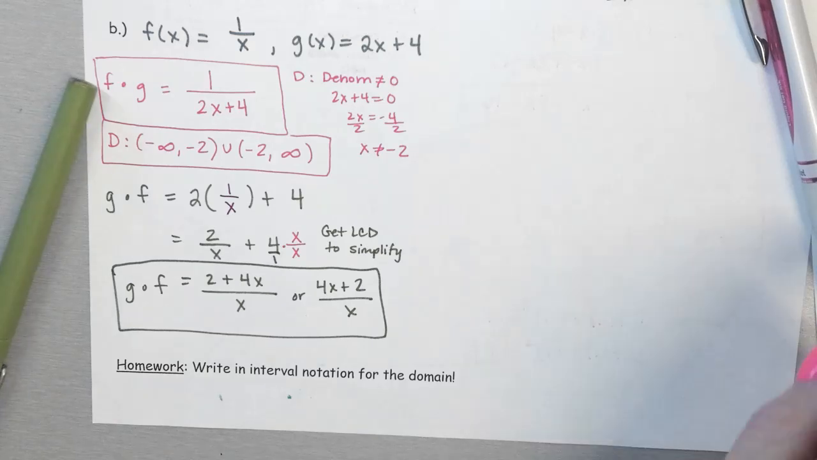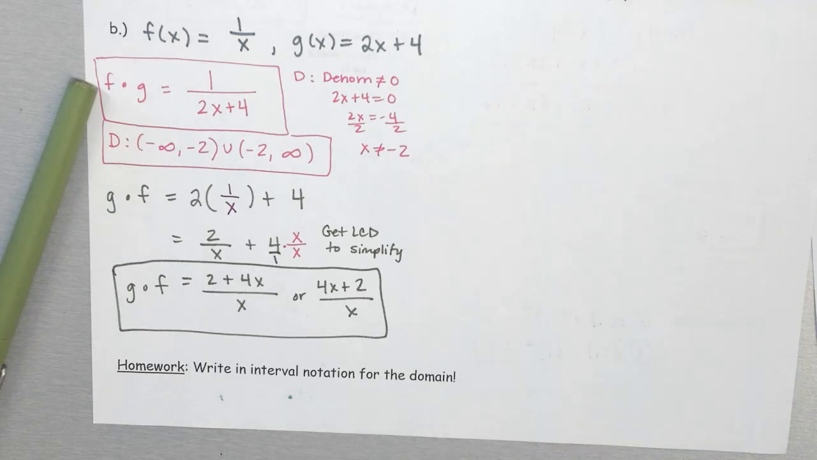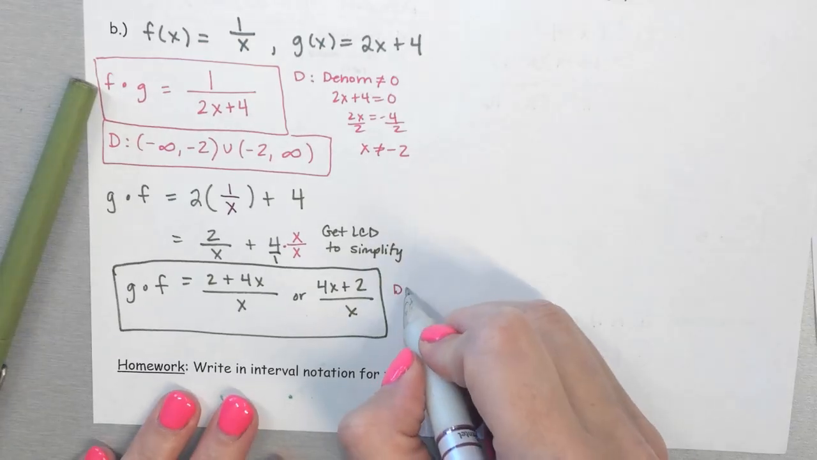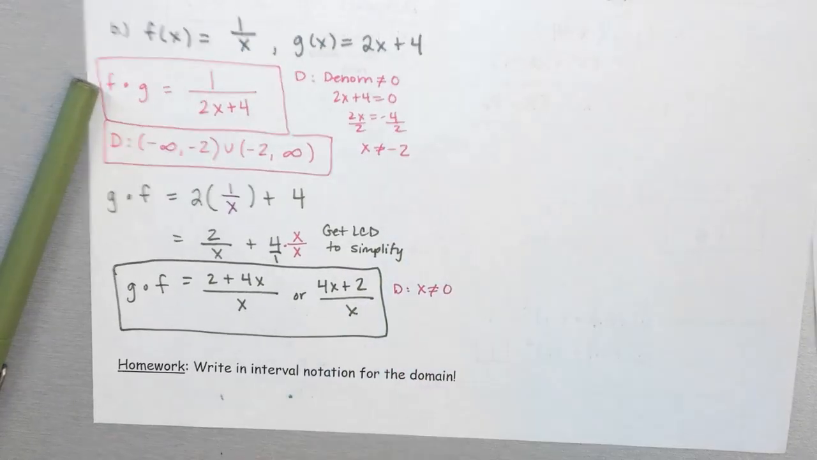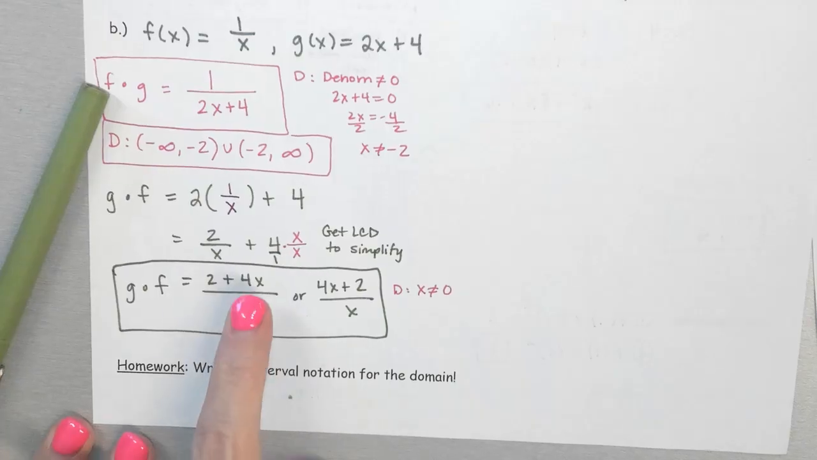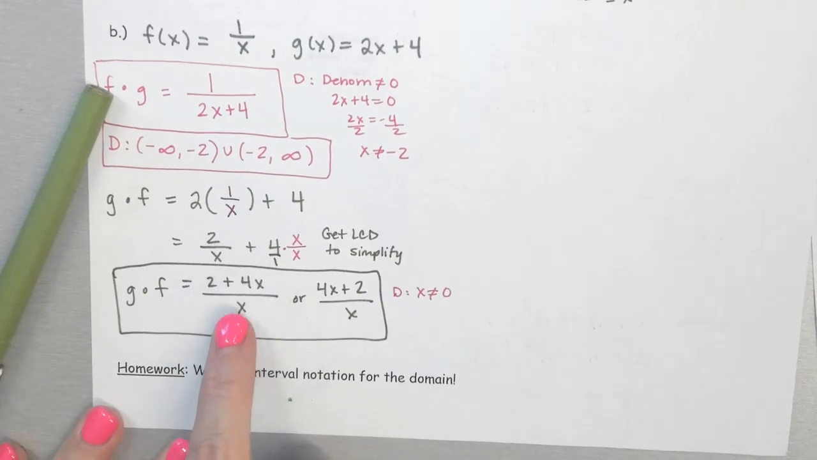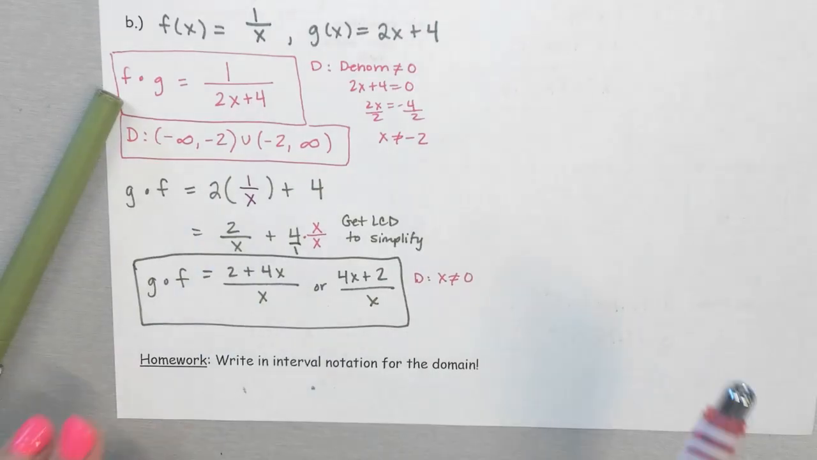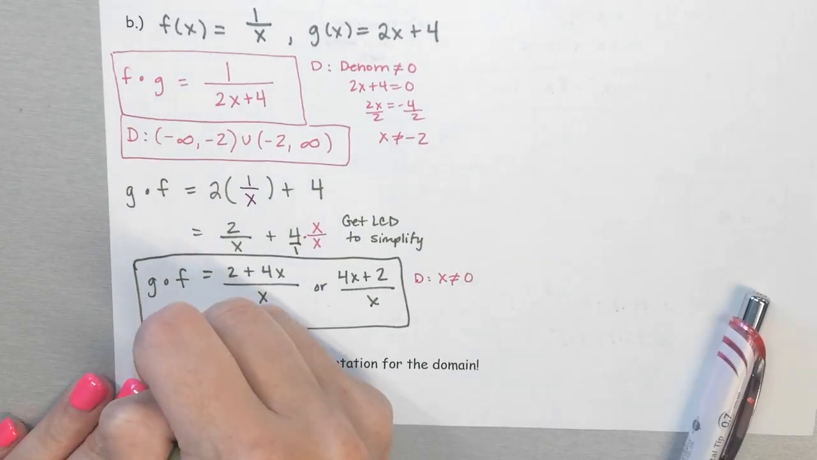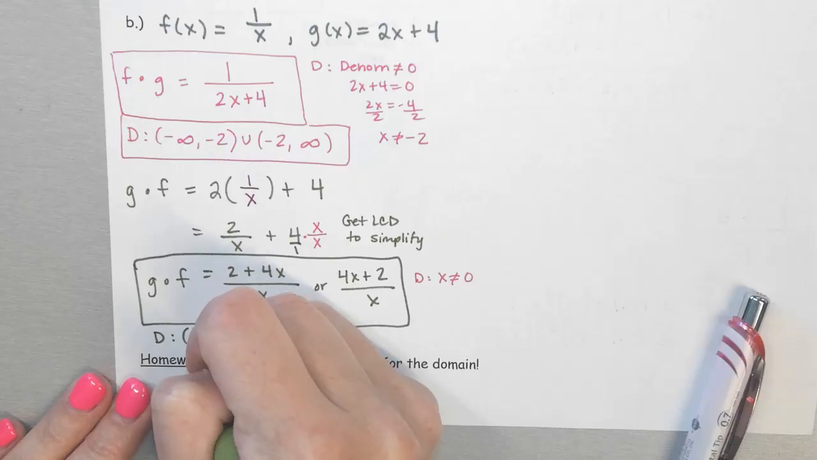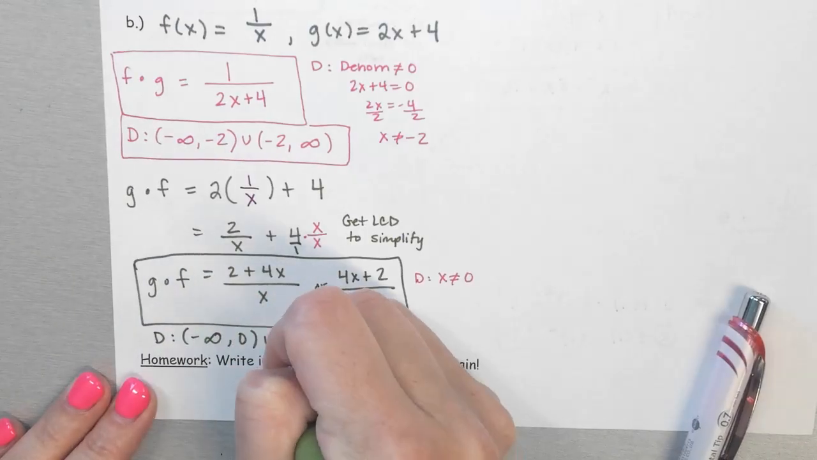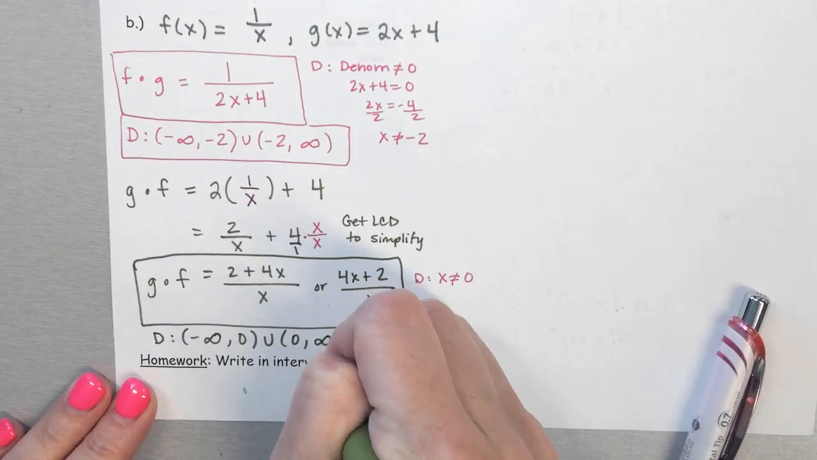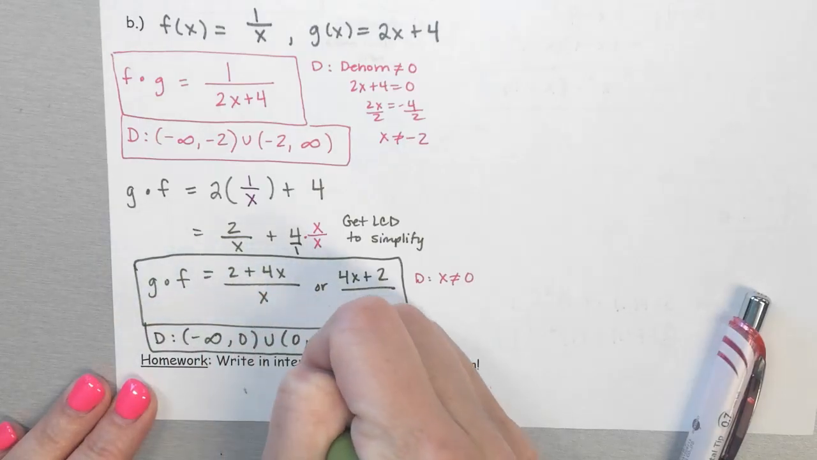And then when you have a fraction, you know that the denominator can't be 0. So here and here, both of these in both of the denominators, x can't be 0. So you would write your domain as negative infinity to 0 in union with 0 to infinity.